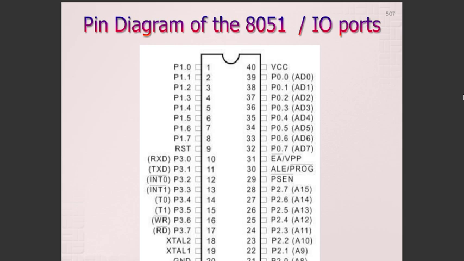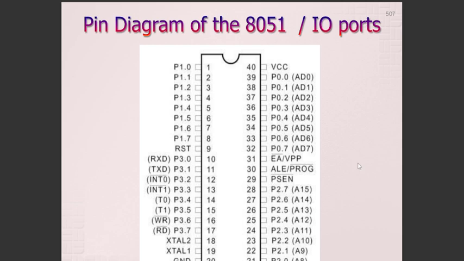Pin number 21 to 28. These pins are known as port 2 pins. These serve as IO ports. Higher order address bus signals are also multiplexed using this port. Pin number 29. This is PSEN pin, which stands for Program Store Enable pin. It is used to read a signal from the external program memory.